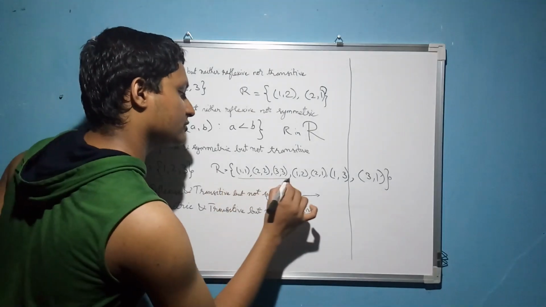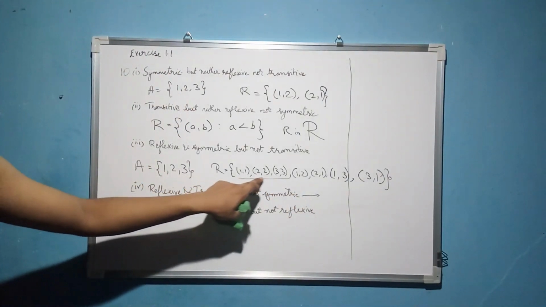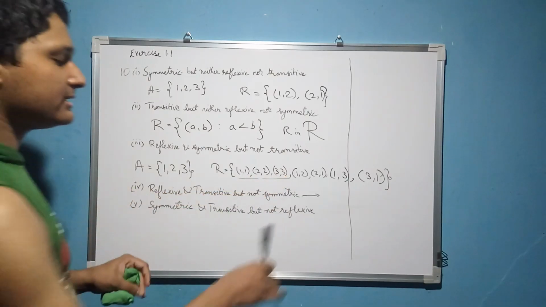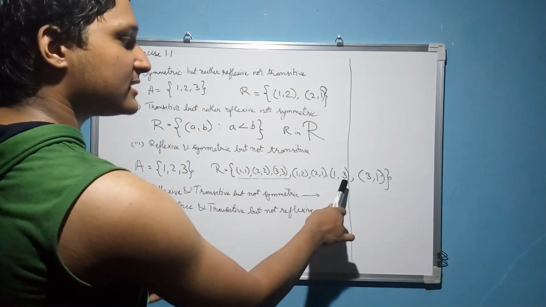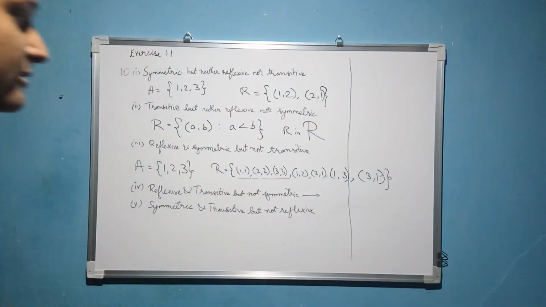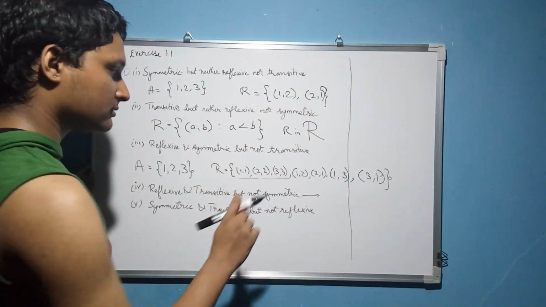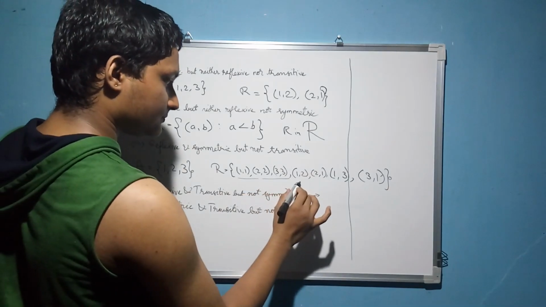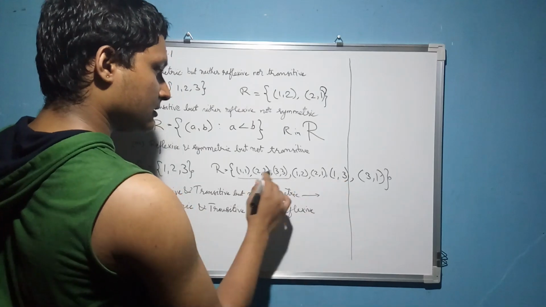By these three elements you can show that it is reflexive, because (1,1), (2,2), (3,3) are present. It is symmetric because (1,2) is present, which means (2,1) is also present. (1,3) is present, that means (3,1) is also present. But it is not transitive. How can we show this? We can see this one, (1,3) is present.